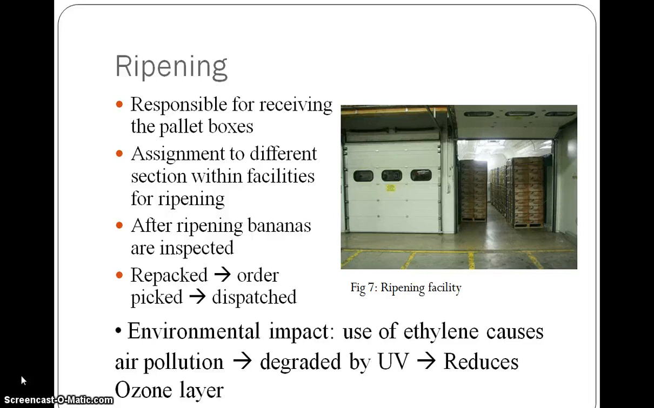The environmental impact is a little bit important because of the use of ethylene gas that is used for ripening the bananas. It causes air pollution, and it is degraded by ultraviolet rays when it is released into the environment. The negative impact is that it reduces the ozone layer. So we don't want to reduce the ozone layer because more radiation will come to the earth then. So that is one of the negative impacts of these gases.